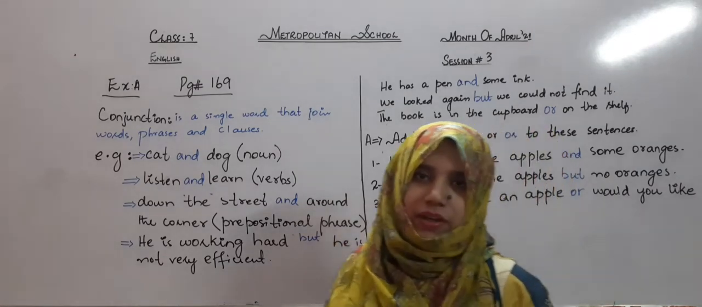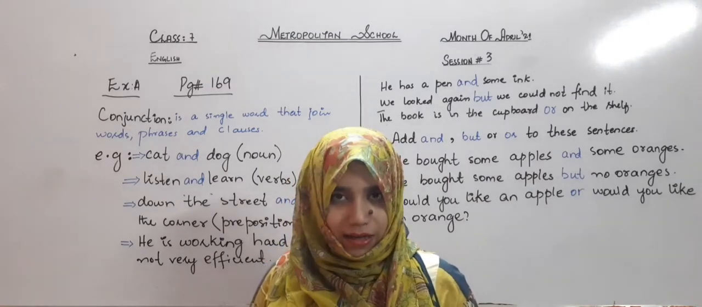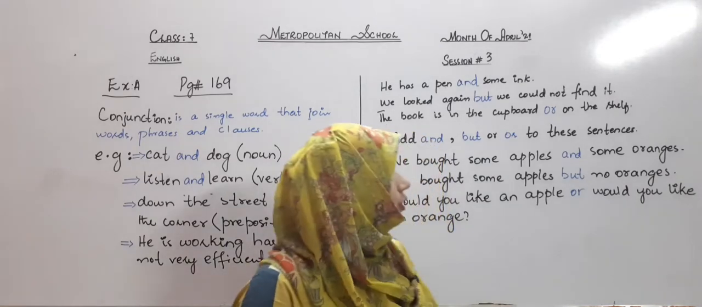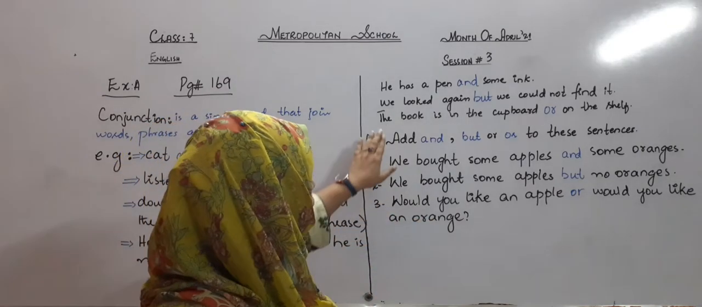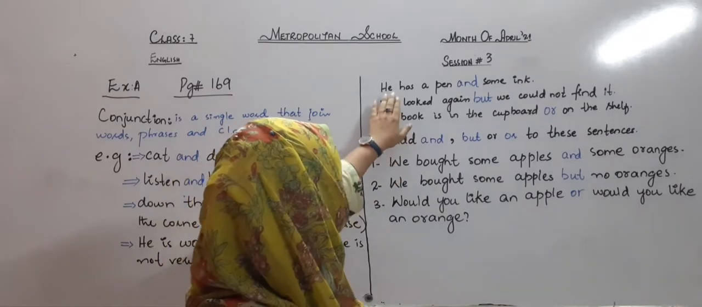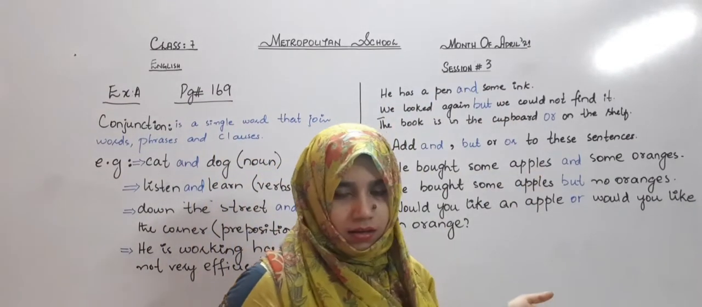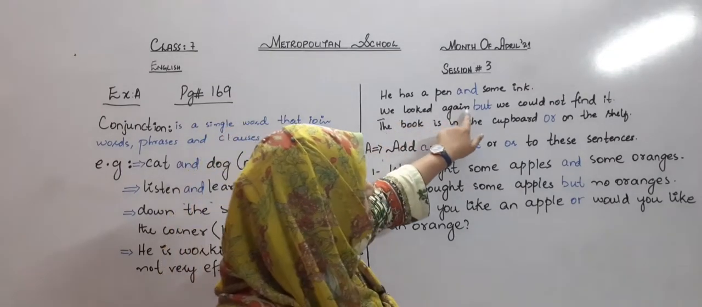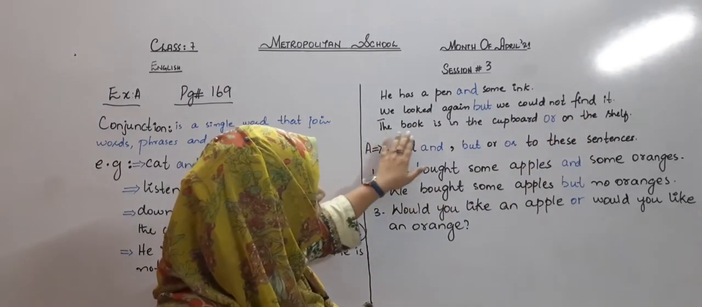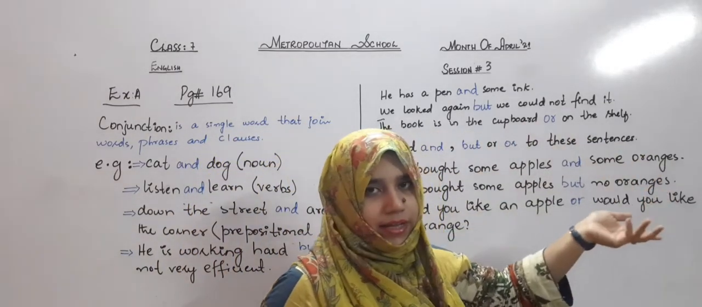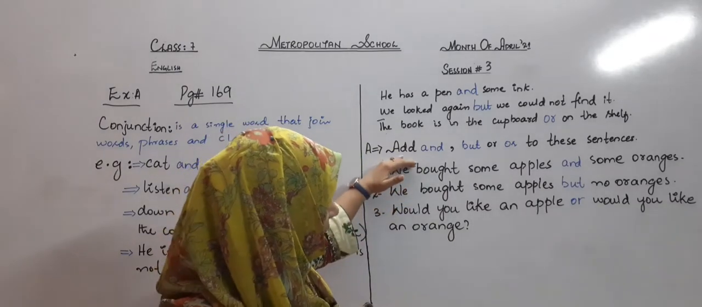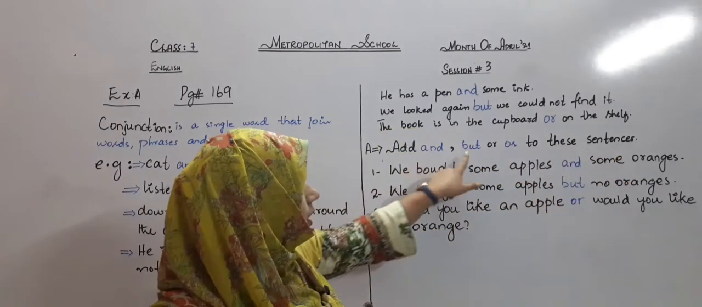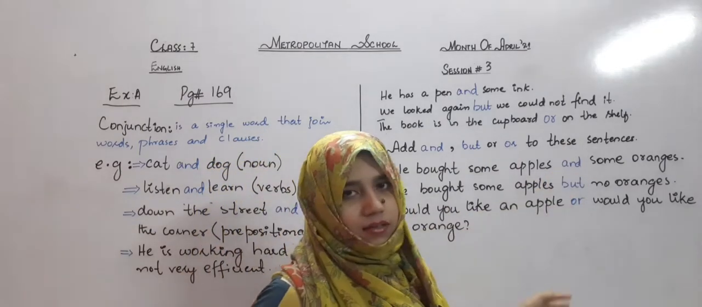So my dear students, today we are going to start our exercise A on page number 169, in which you will have to put the conjunctions, right? Before starting this exercise, you will have to read three sentences. He has a pen and some ink. When you have something and another thing, you can use the conjunction and. We looked again but we couldn't find it. Next is, the book is in the cupboard or in the shelf, when you are giving an option. So we'll have to add and, but, or to these sentences. All three words are conjunctions and you will have to put them in the blank spaces.